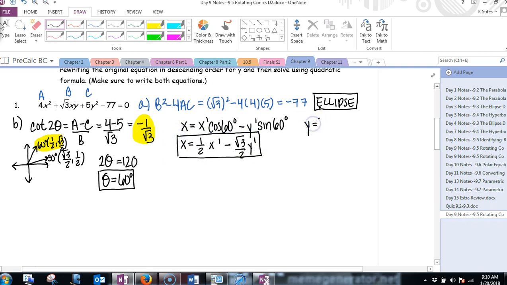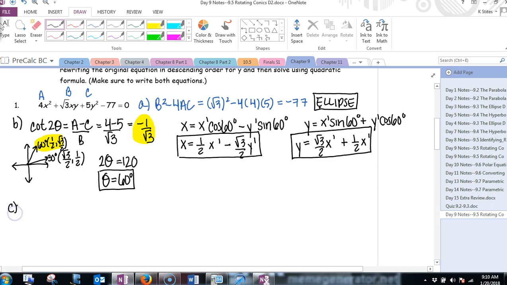And then y is, it's kind of the reverse, x prime sine 60 plus y prime cosine 60. And I mean, you're still dealing with 60 degrees, so really what's happening is your coefficients are switching here, because sine of 60 is root 3 over 2 plus cosine of 60 is 1/2. All right, so those are your rotation formulas, and that means we are going on to part C.